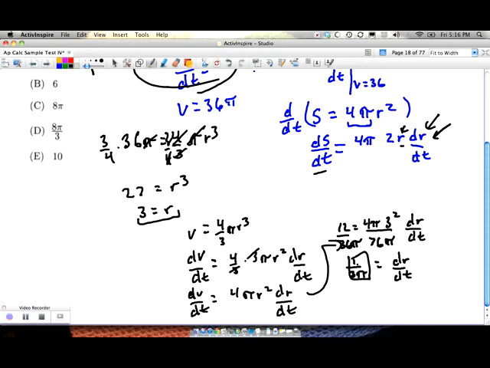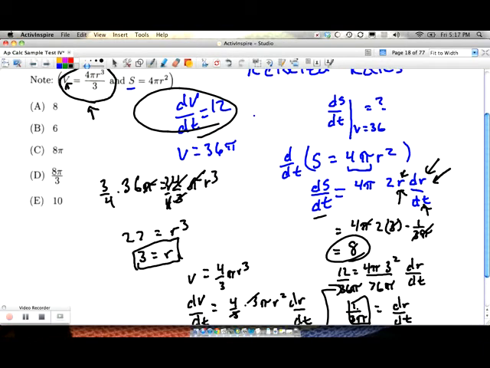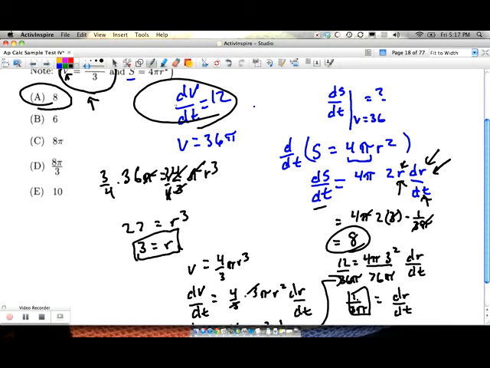All right. Now I have the pieces that I need to plug in here. ds dt equals 4 pi times 2 times 3, which is r, times 1 over 3 pi, which is dr dt. So the 3s reduce. We got 8 pi over pi, so it's just 8. Wow. Is it really that simple? Look at how all that work came down to just 8.